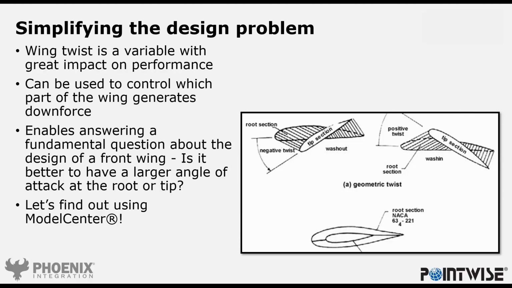And so by taking this approach, by simplifying the problem and looking at just the twist of the wing, we can answer a fundamental question. Is it better to have a larger loading at the tip or root of the wing? Or is it better to have a larger angle of attack at the root or tip? And so here we're going to address this problem, and we're going to use Model Center to build an automated workflow and then find the answer to our question.